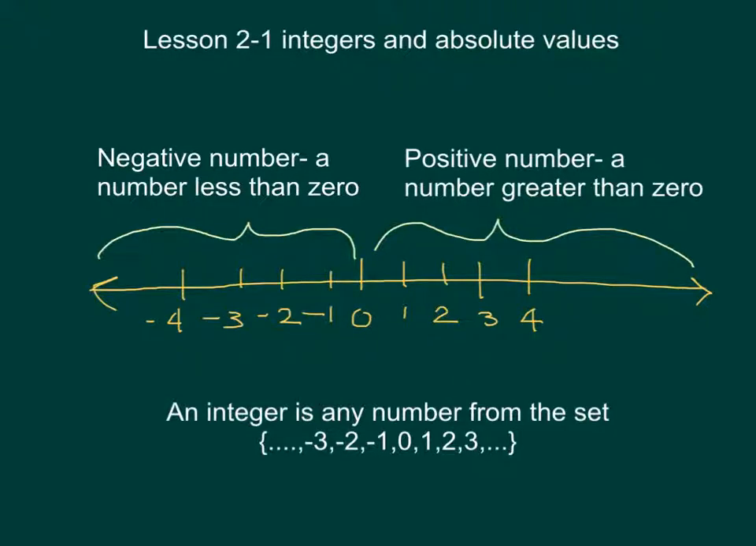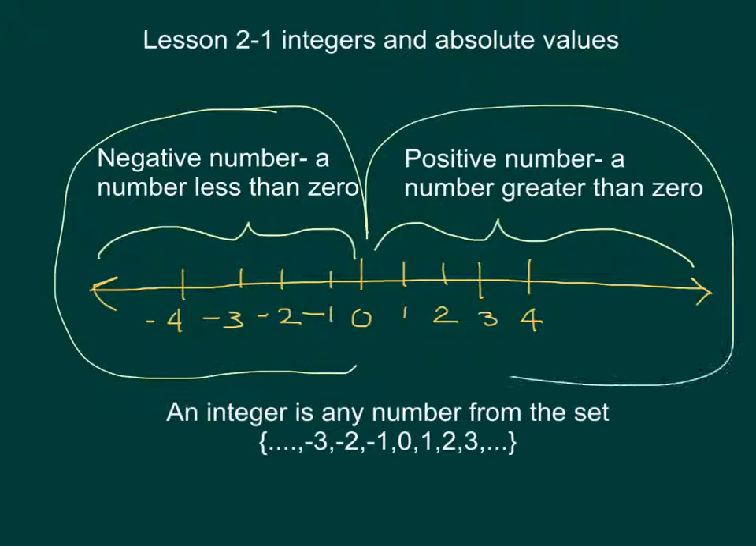Lesson 2-1, Integers and Absolute Values. So when we are looking at numbers on a number line, a negative number is a number that's less than 0. So we have these numbers over here. And then a positive number is a number that is greater than 0. And so we represent those on the number line.